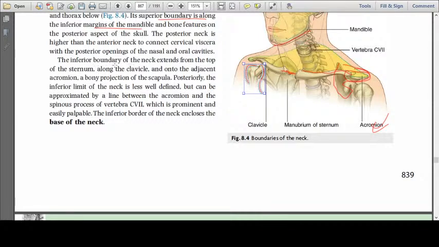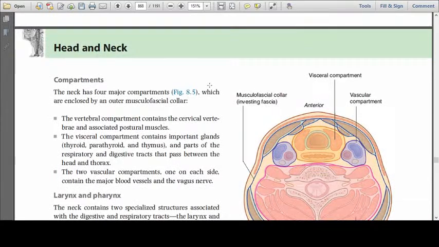The anterior inferior boundary of the neck extends from the top of the sternum along the clavicle and to the adjacent acromion, a bony portion of the scapula. Posteriorly the inferior limit of the neck is less defined, but can be approximated by a line between the acromion and the prominent spinous process of the vertebra, and the inferior border of the neck encloses the base of the neck. I understood that very clearly, so I don't need to study it more.